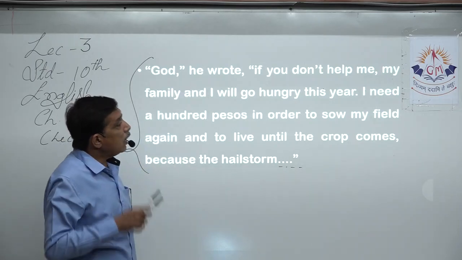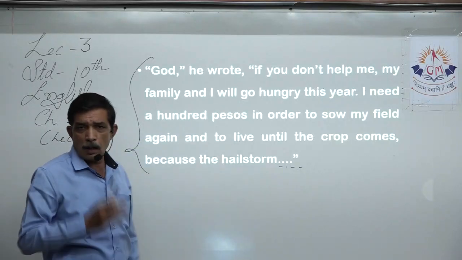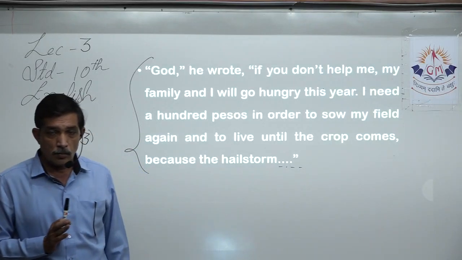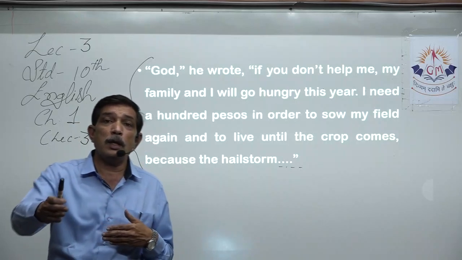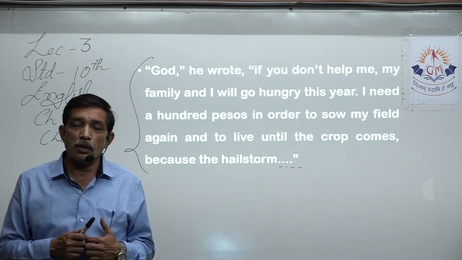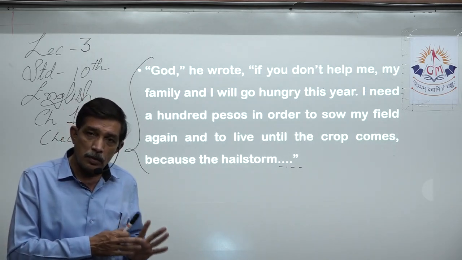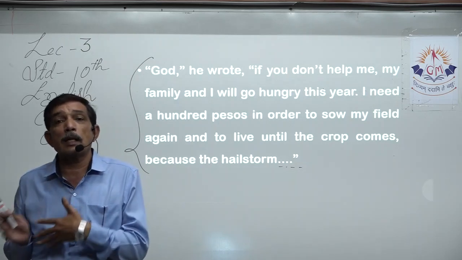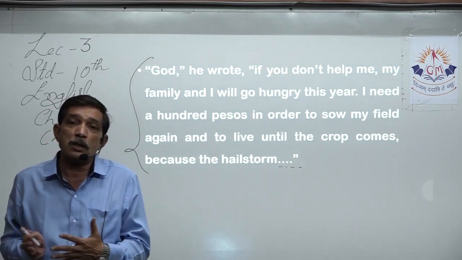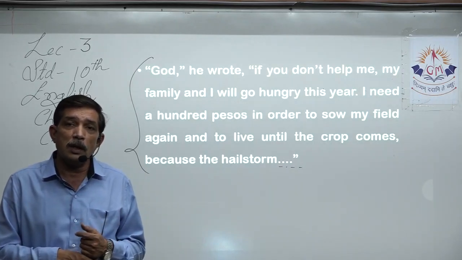God, he wrote, if you don't help me, my family and I will go hungry this year. He has written the fact. He has to worry about the whole year, because if they had got the corn, then they would not have to worry about the whole year, because that corn was enough for them to eat, consume, and the rest they could have sold in the market, got some money, and with that, because you need to spend lots of money in the house also.